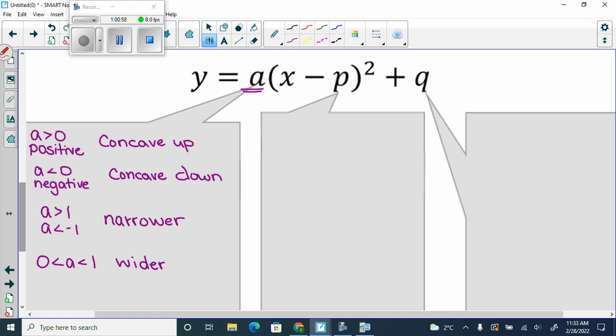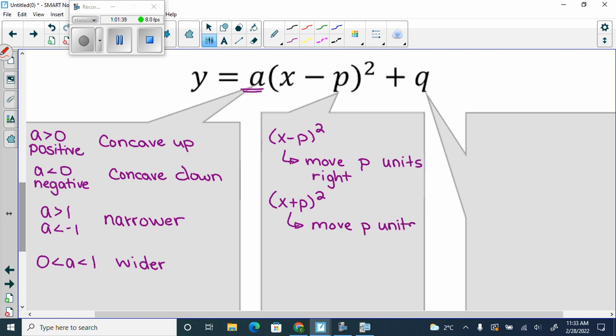What does the P do? It moves it left or the right. So if I have x minus p squared, it's going to move it what? Move p units right. Yeah. If I have x plus p squared, it's going to move p units left.